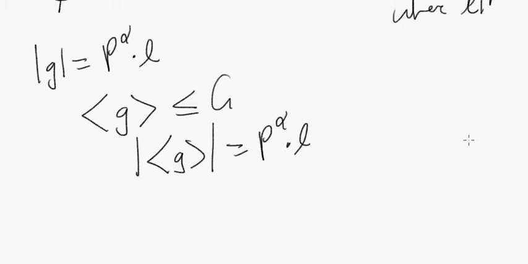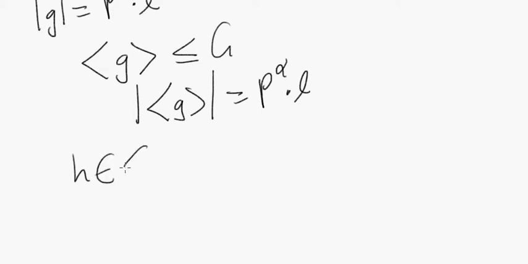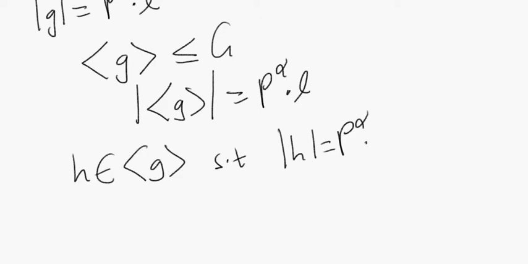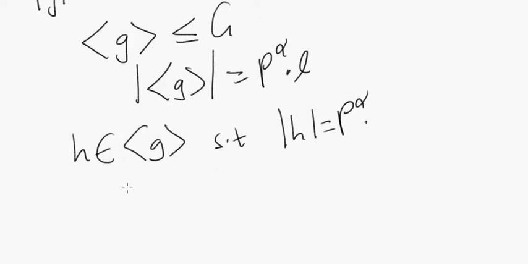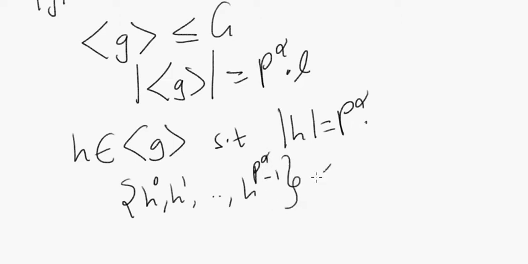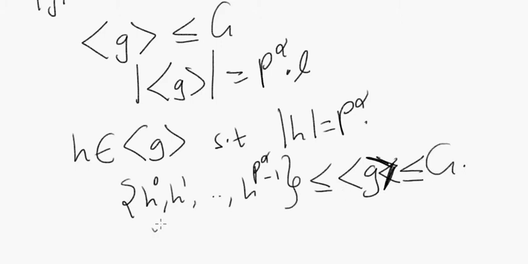Sure, so suppose we found a cyclic subgroup of order p to the alpha times L. Can we find some element h of this cyclic subgroup such that the order of h is actually going to be p to the alpha? Because notice, if we have an element whose order is p to the alpha, then h to the 0, h to the 1, all the way up to h to the p to the alpha minus 1, this cyclic subgroup H is going to be a subset of the subgroup generated by little g, and it's also going to be a subgroup of the group. And what's the order of this subgroup H? Isn't that just p to the alpha? So wouldn't we have found a subgroup of order p to the alpha?